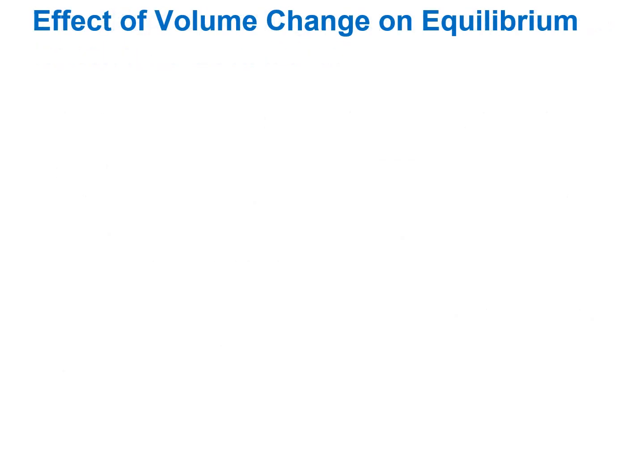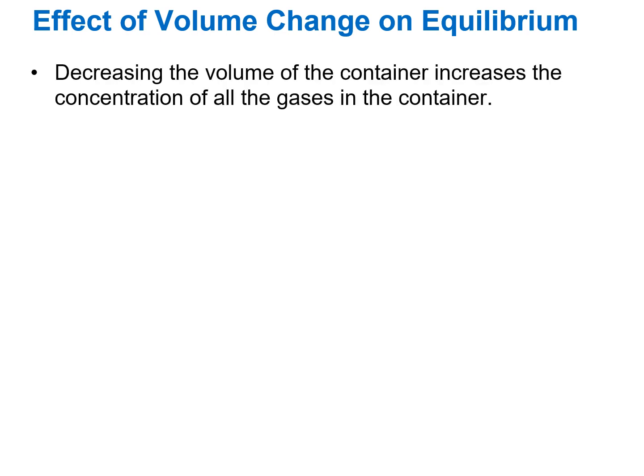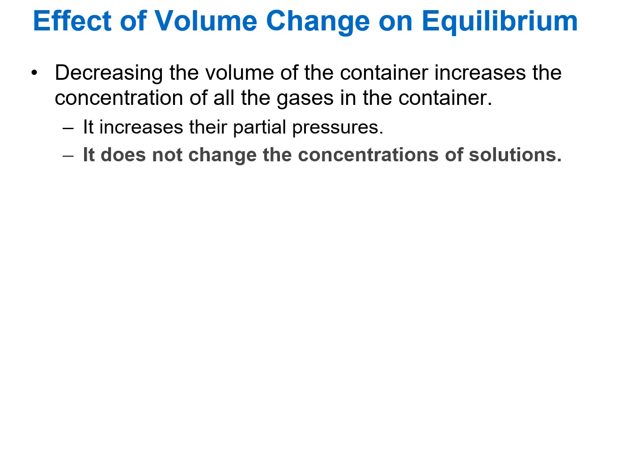So there are other variables that we could shift around in these scenarios, and one of them is volume. So what if we decrease the volume of the container? Well, decreasing the volume of the container will actually increase the concentration of the gases in the container, because remember, gases are moles per volume. And that means it's going to increase their partial pressures. Now, that's only the effect on gases. It's not going to change concentrations of solutions that may also be in that container.